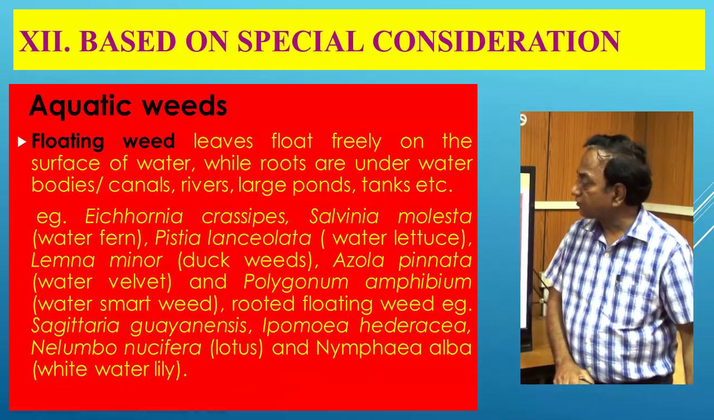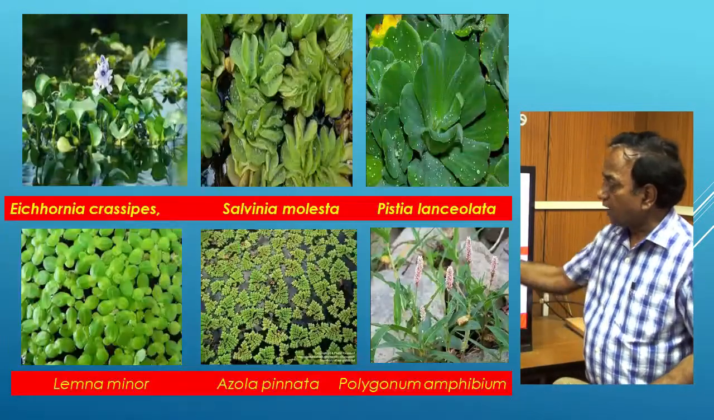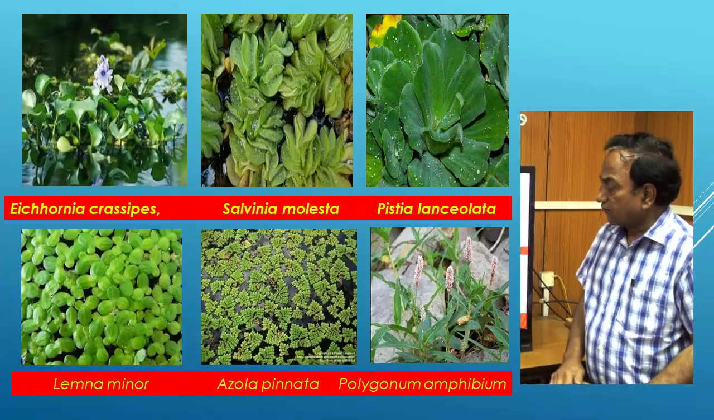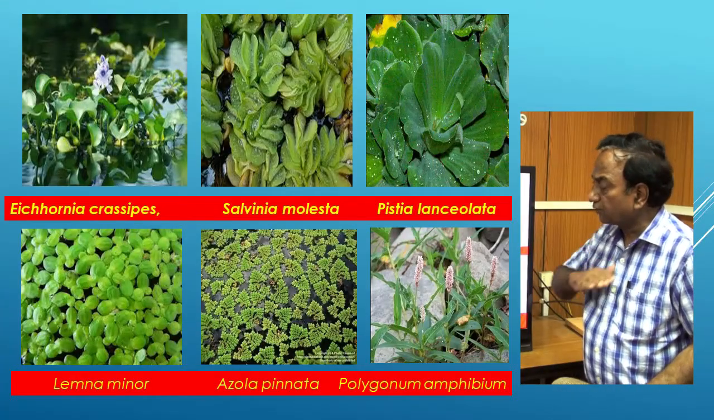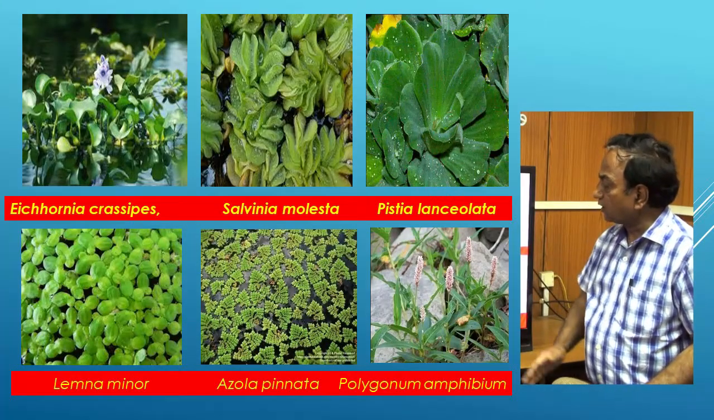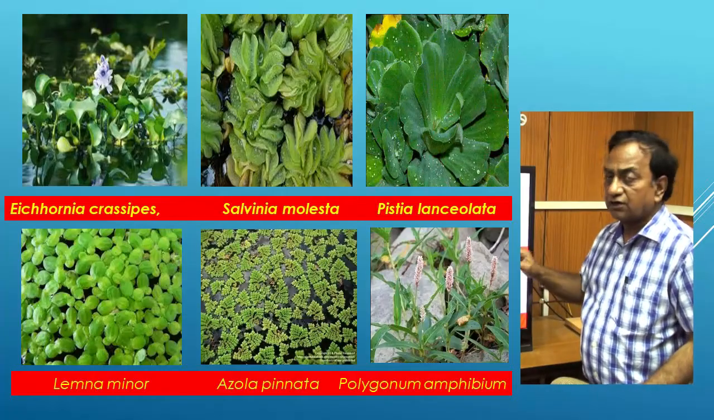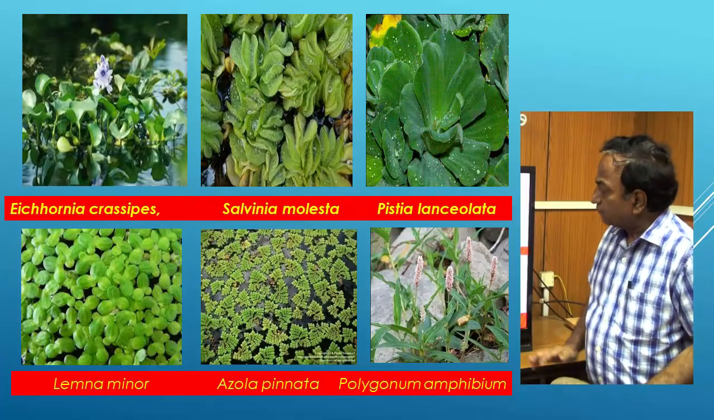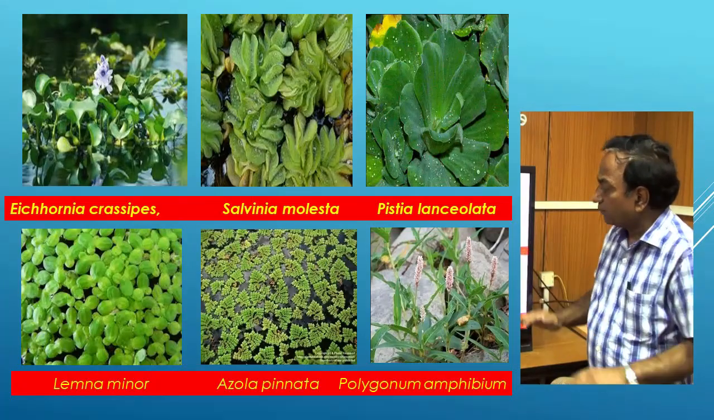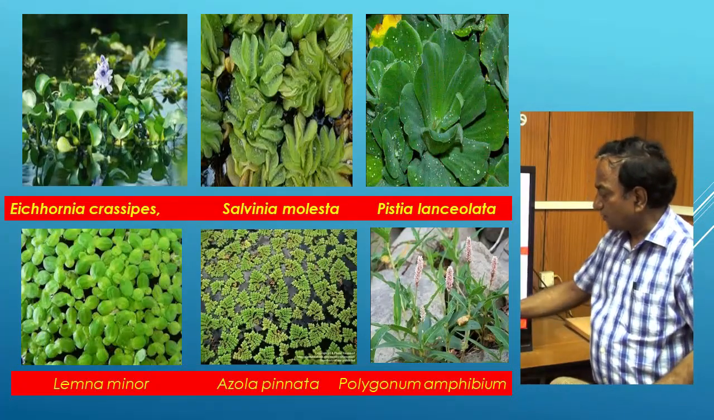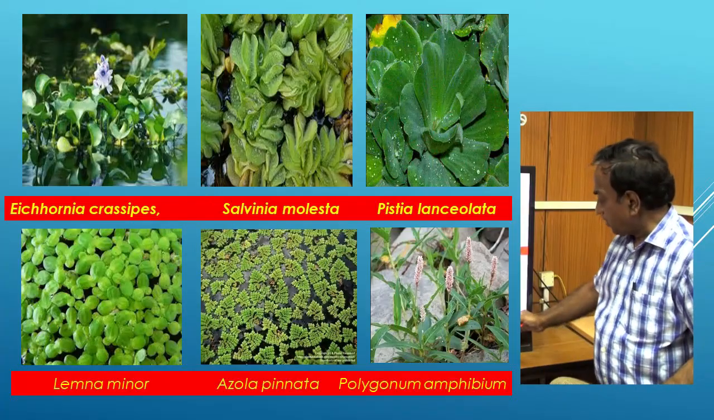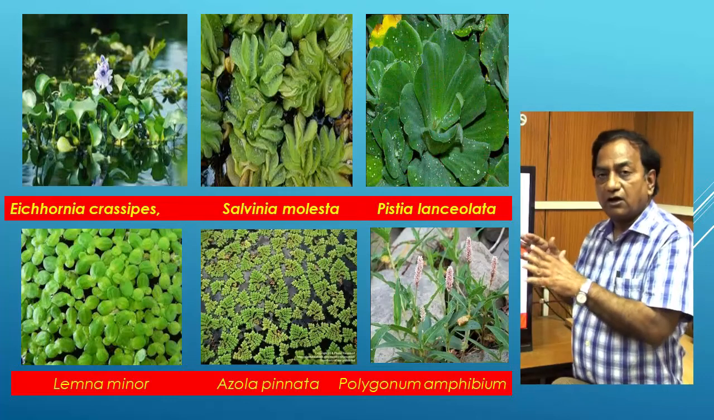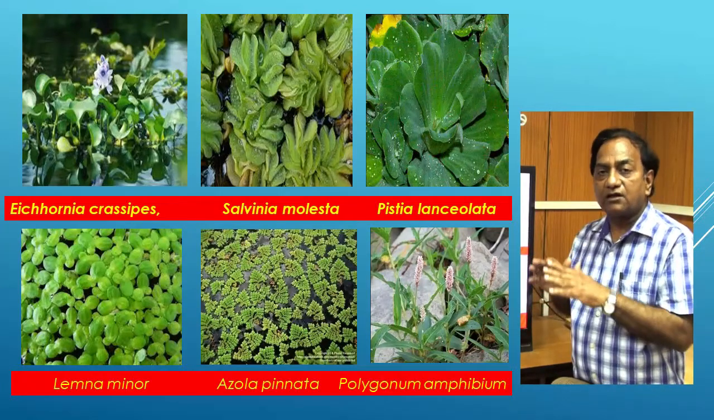I will show the pictures of these. You see the Eichhornia. Now you can recognize how this is a very common type of weed which is found in the aquatic system. This floats on the water surface. Salvinia molesta, you might have seen it, but now you can recognize it by seeing this picture. Again, Pistia lanceolata. You just see the difference of morphology. Lemna minor. Similarly, Azolla pinnata and Polygonum amphibium. So these are the aquatic system weeds which are found as floating weeds.